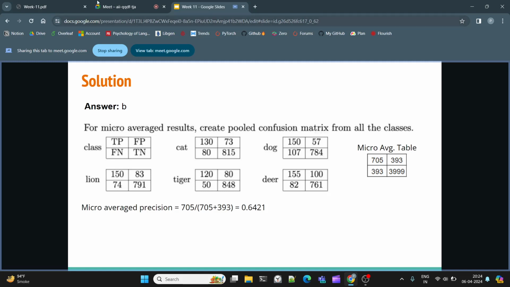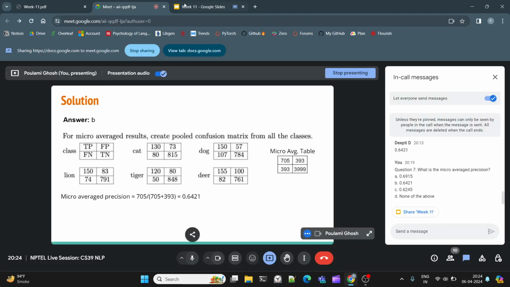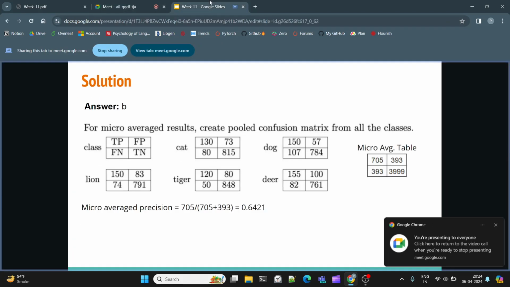So is this clear to everyone? Does anybody have a doubt on this question?